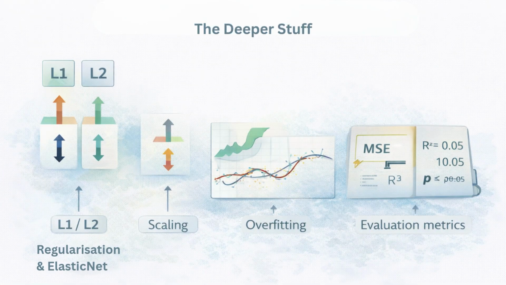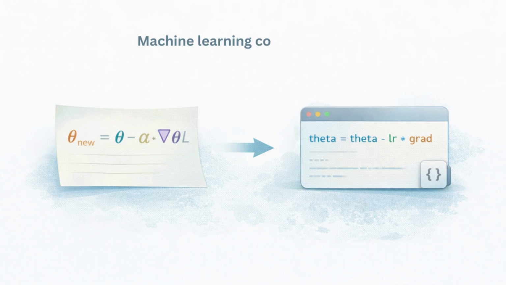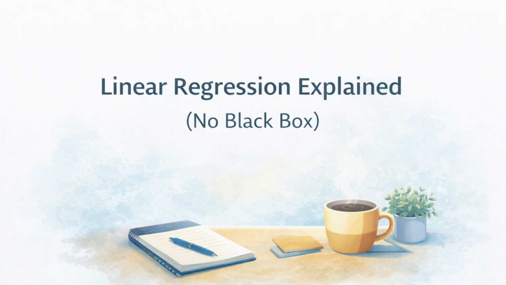You'll understand regularization, L1, L2, and Elastic Net. Why feature scaling matters, how overfitting actually happens, and how models are evaluated using real metrics like MSE, R-squared, and p-values. And finally, we'll connect all of this to real machine learning code. You'll see how libraries implement everything you just learned. So when you use a model, you actually know what it's doing.